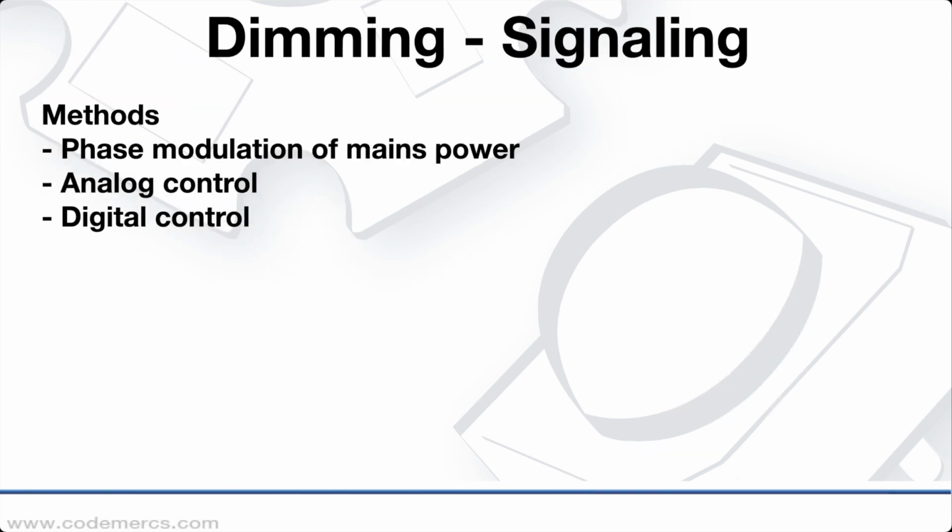The first question about dimming is, how do we get the dimming information to the lamp? There are a couple standard methods, like phase modulation of the mains power, like it is used with the incandescent light sources, analog control or digital control.